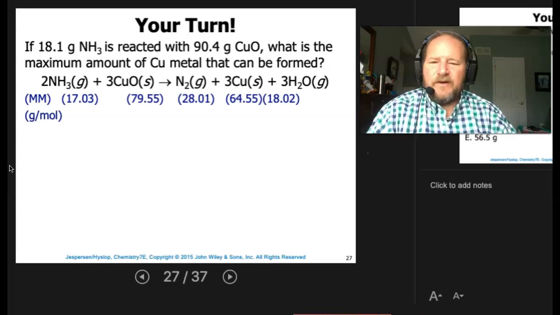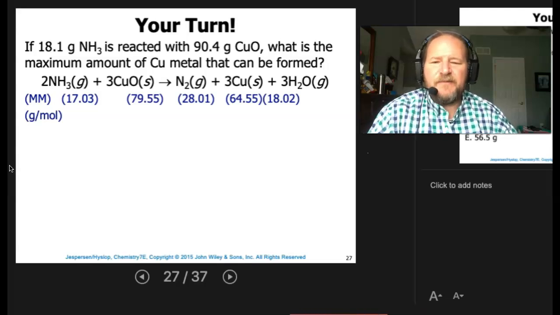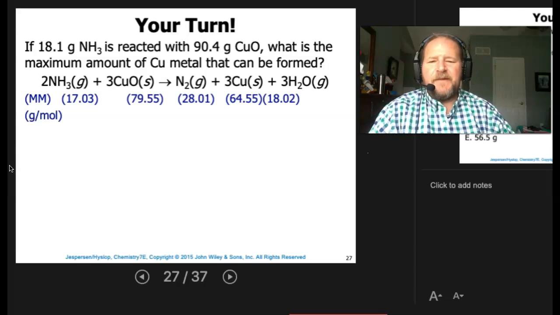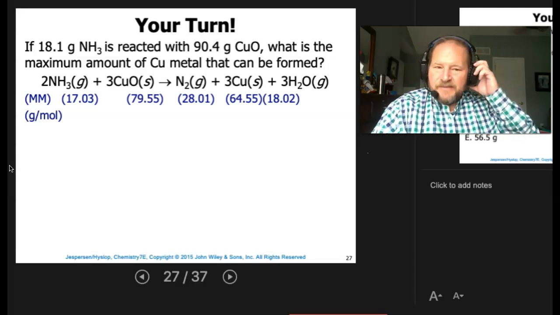Now, if 18.1 grams of ammonia is reacted with 90.4 grams of copper oxide, what is the maximum amount of copper metal that can be formed? So here we're giving you a list of molar masses.